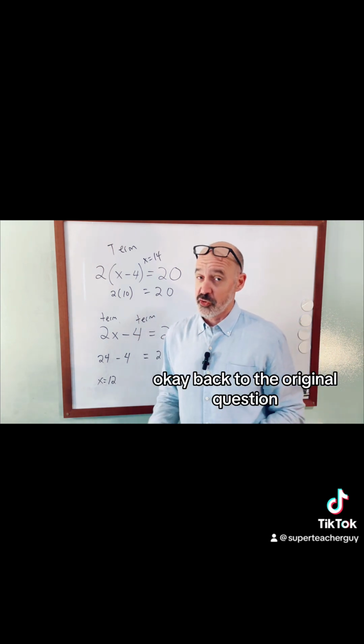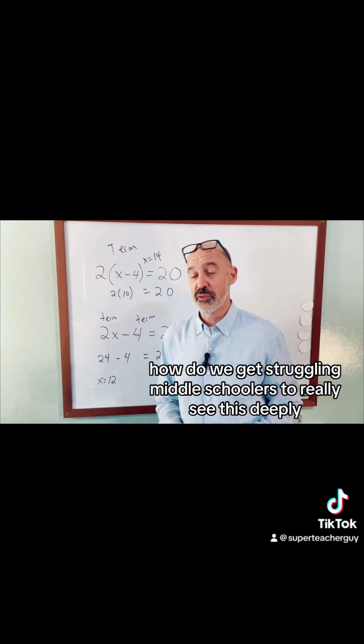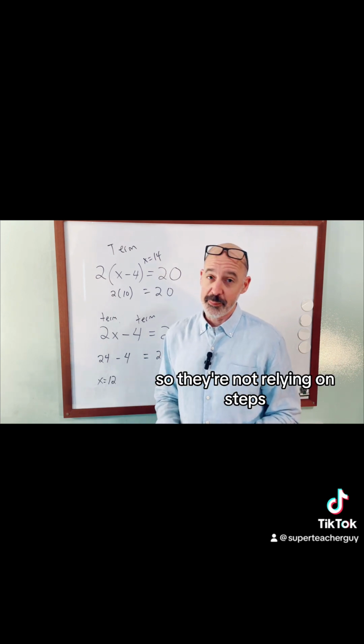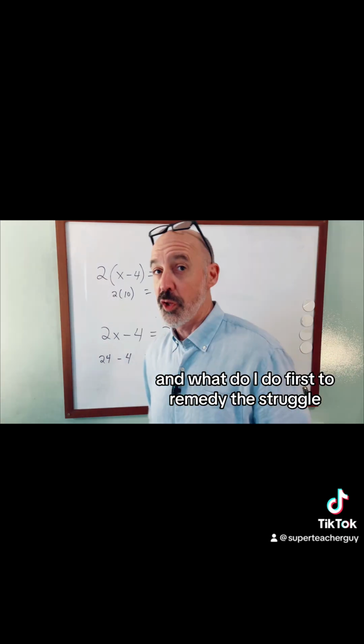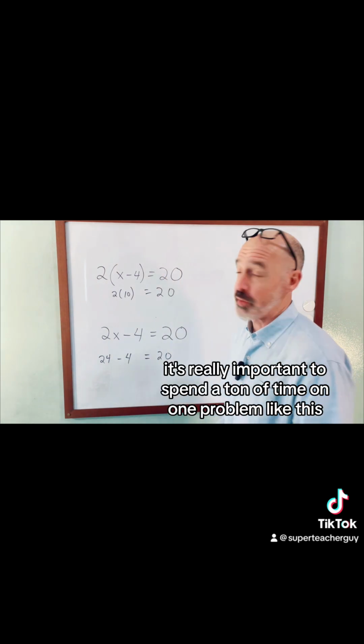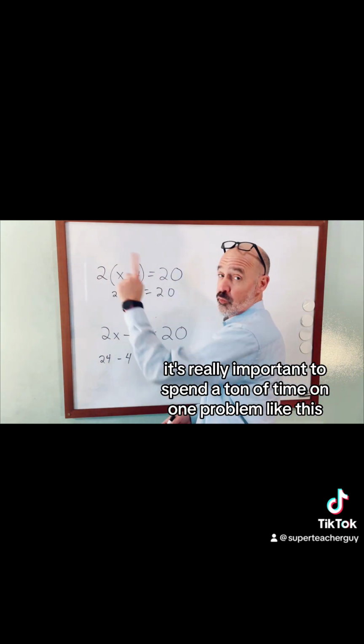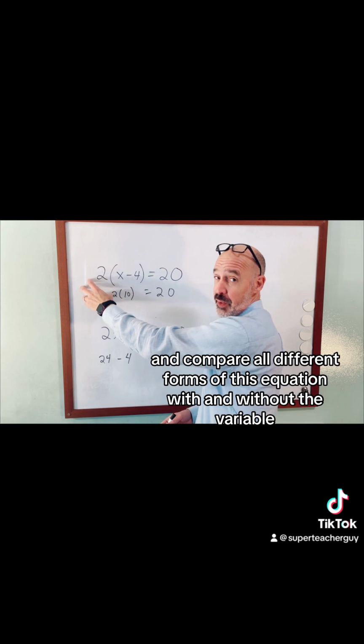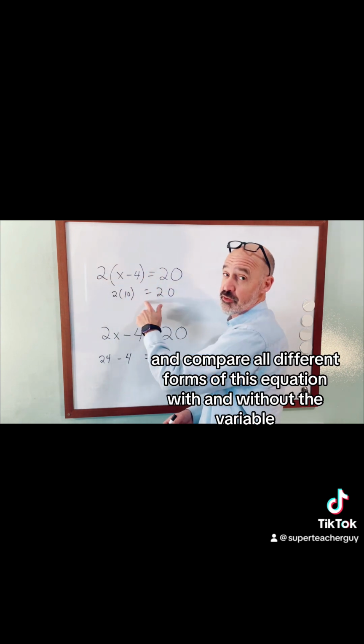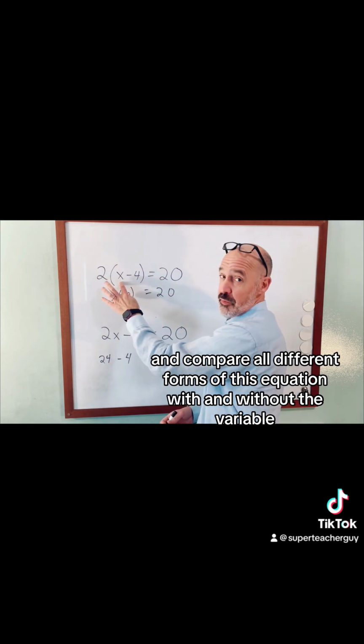Okay, back to the original question. How do we get struggling middle schoolers to really see this deeply so they're not reliant on steps? And what do I do first? To remedy the struggle, it's really important to spend a ton of time on one problem like this and compare all different forms of this equation with and without the variable.